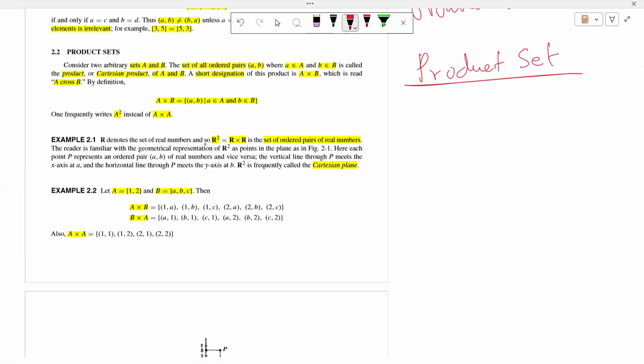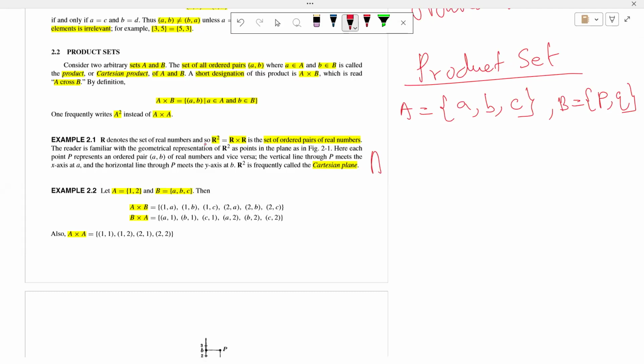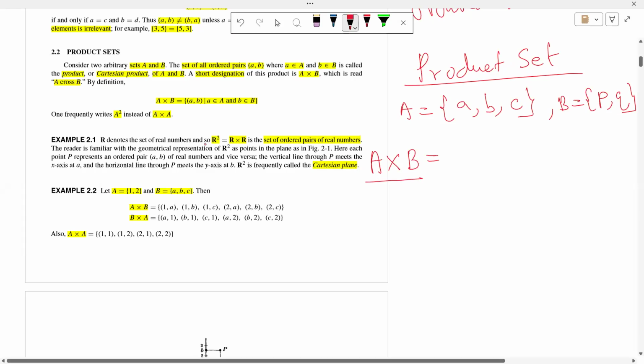So the product set means, just imagine you have a set A that contains three elements, A, B, C. You have a set B with two elements, P and Q. Now, we can denote the product set as A cross B. If you look at this symbol somewhere else, it says this is the product set of A and B. We read this as A cross B, so A cross B means the product set.